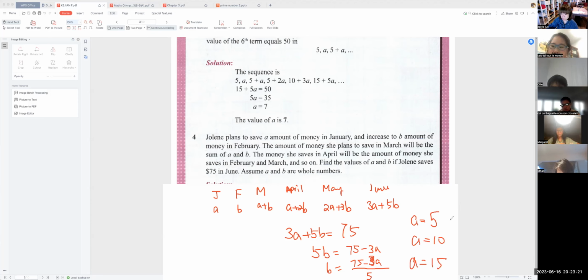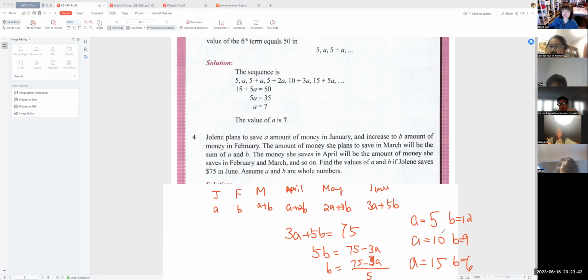Let's see, when A equals 5, B equals what? 60 divided by 5, so B equals 12. When A equals 10, 75 minus 30 divided by 5 equals 9. And when A equals 15, 75 minus 45 equals 30, and 30 divided by 5 equals 6.